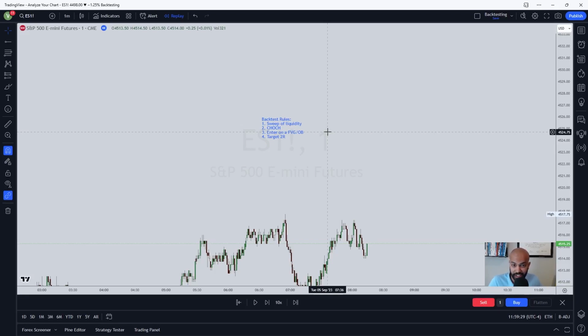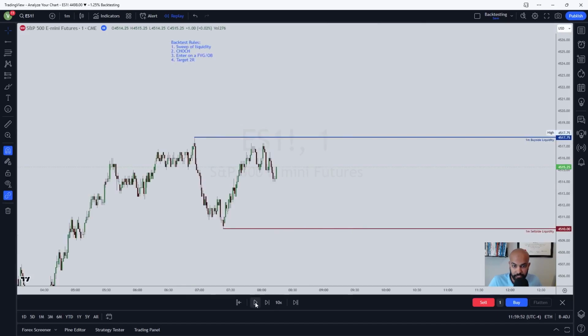Ideally, we do use a higher time frame bias to actually improve our win rate, but I want to see, hey, can we do this even if we don't really know what's going on in a larger time frame? Perfect. Let's get into this backtest.